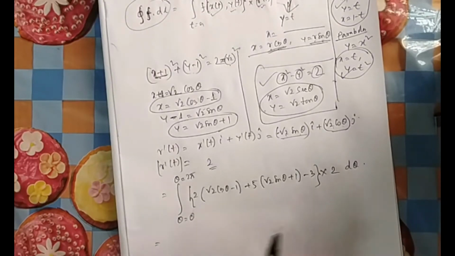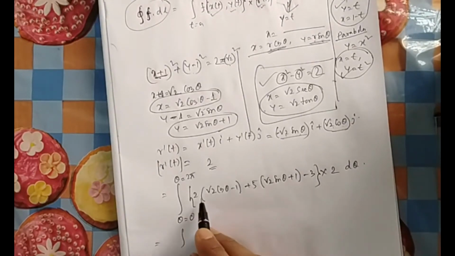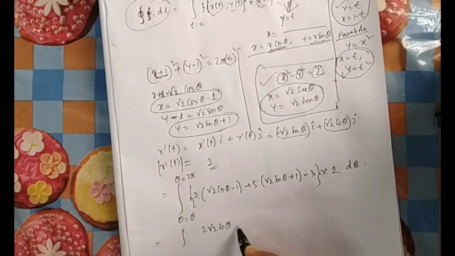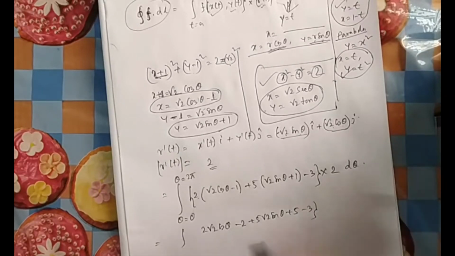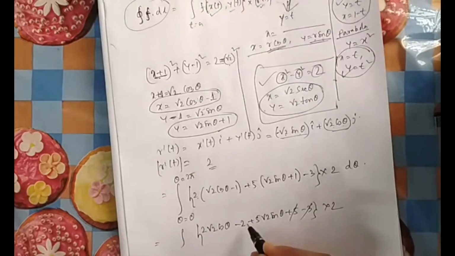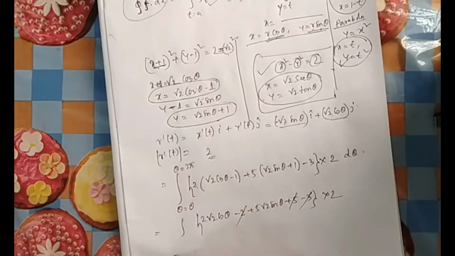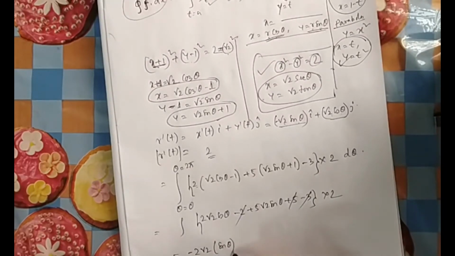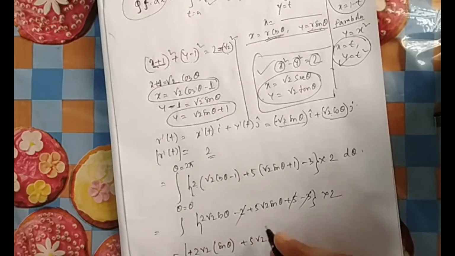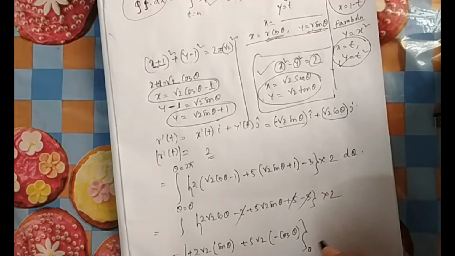So if you do this one, and if you integrate all these things, then you will find this 5, 3 will get cancelled. Okay, let me do it. 2 root 2 cos theta minus 2, 5 root 2 sin theta plus 5 minus 3. So 5, 3, 2 get cancelled. Okay, so now these two integration you can do. So if I take 2 root 2 out, cos theta integral will be sin theta, and then 5 root 2, sin theta integral is minus cos theta. Put 0 to 2 pi, multiplied by 2.